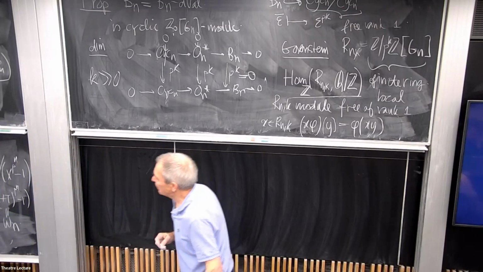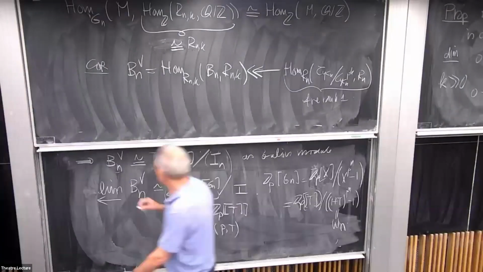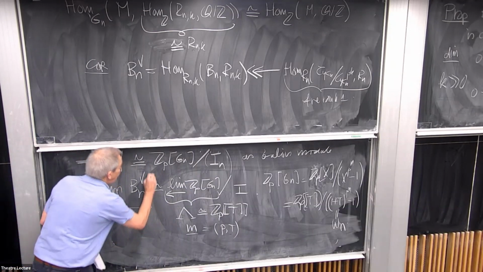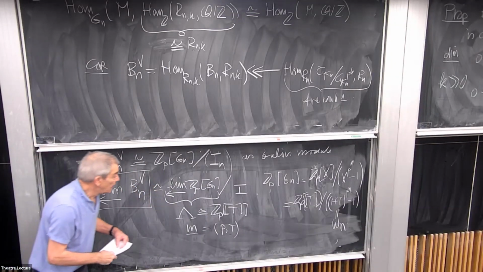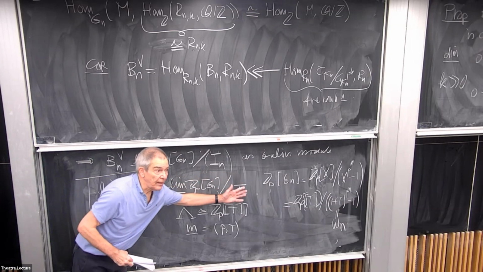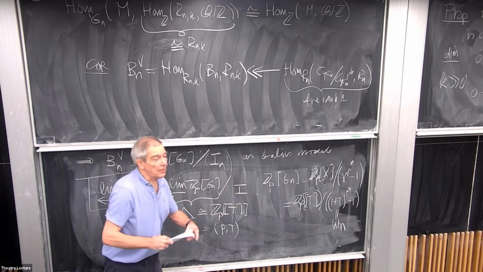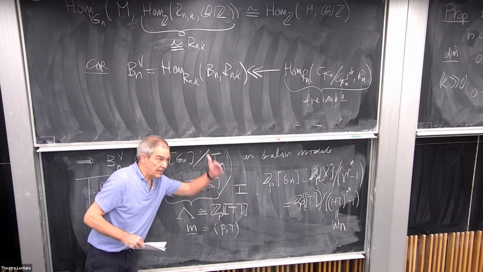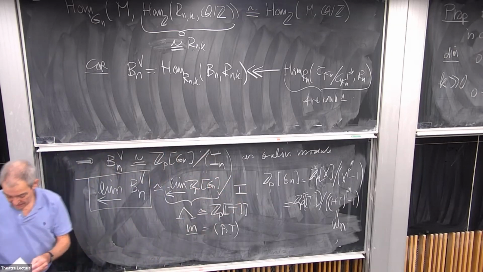Yeah, so we see now that the stabilized limit is isomorphic to Lambda modulo some ideal. And the table that I mentioned to you in the beginning gives you those ideals. It is a list of ideals.